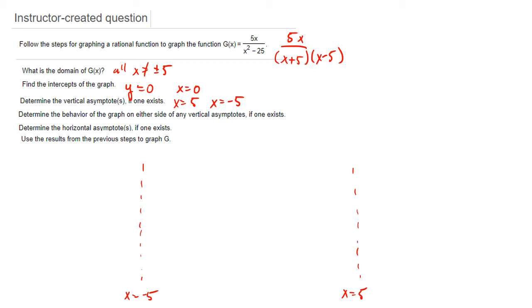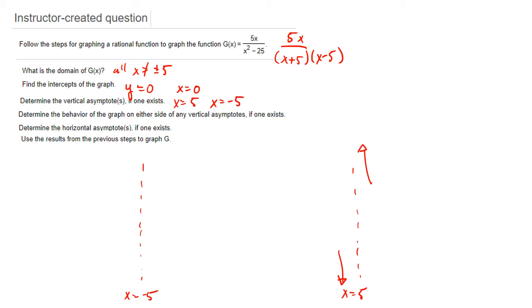So if x is very, very close to 5, one way or the other, 5x is close to 25, and x plus 5 is close to 10. The only thing that's changing is x minus 5. So I'm going to have a positive number up here, and down here I have positive times whatever happens to x minus 5. To the right, that's positive. To the left, that's negative. So overall, positive to the right, negative to the left.